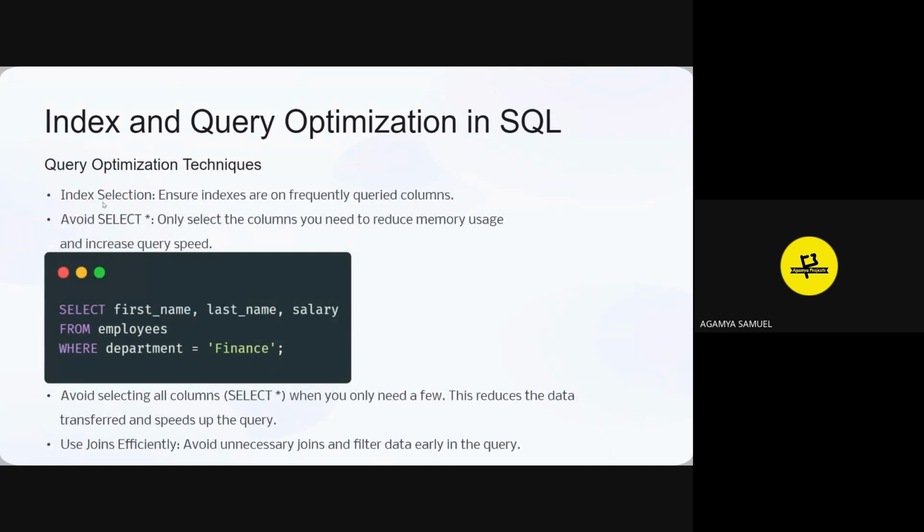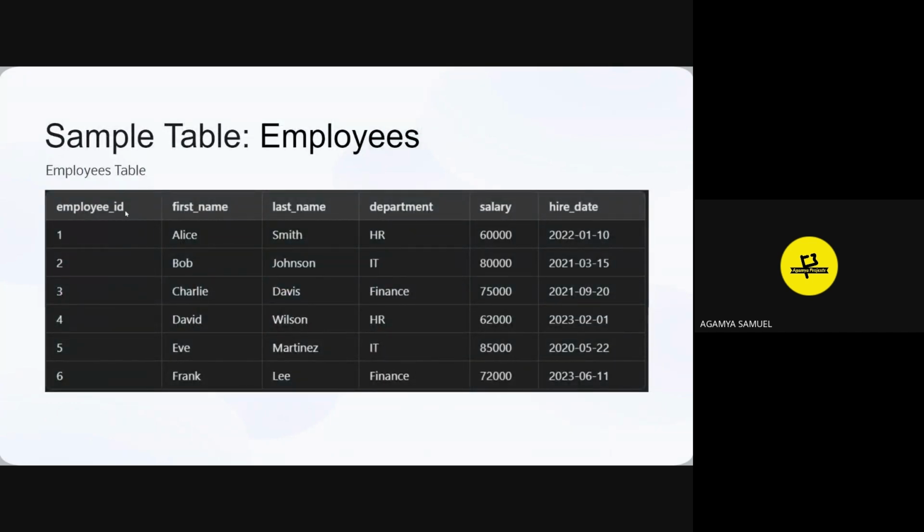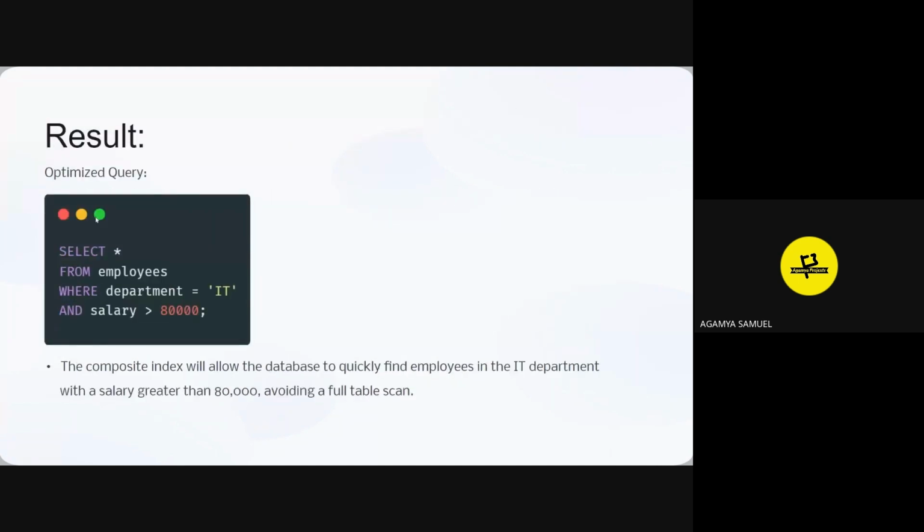Then query optimization techniques. The first one is avoiding select star. Let's say in this employees table, you want to get the entire data: employee ID, first name, last name, department, salary, hire date. Many times we'll do select star from the employee table, but it's not recommended to use select star because it can slow down the database in many ways.